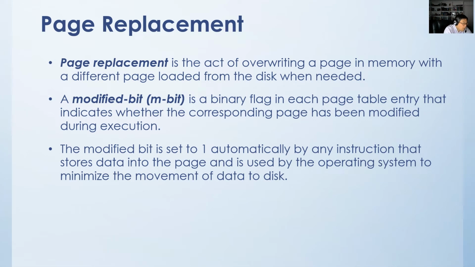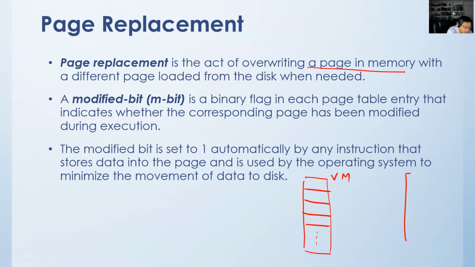So page replacement is the act of overriding a page in the memory with a different page loaded from the disk when needed. Okay, so for example, here's the virtual memory, and these are the pages, right? And here is the physical memory, and these are the frames.